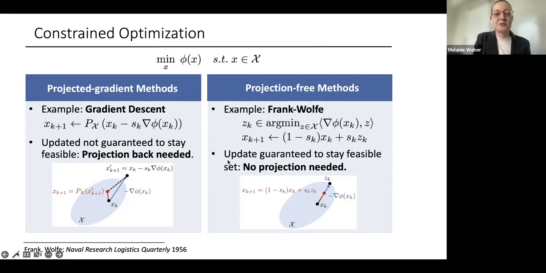Now, an alternative to projected gradient methods are projection-free methods. So here the prime example is the Frank-Wolfe method. Again, let's look at the high-level idea. So again, after k iterations, we are at an iterate xk. We can again compute the gradient and evaluate that to find a feasible descent direction.